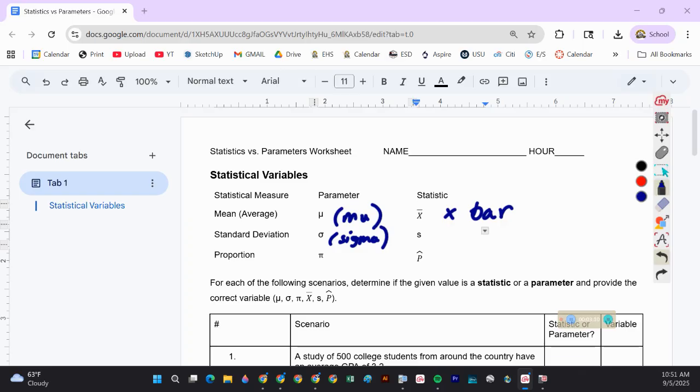So all Greek letters have a capital version and a lowercase version. Both the parameter average and the parameter standard deviation are lowercase. I don't know what capital mu is, but capital sigma looks like this. Okay. And lowercase pi looks like that, and capital pi looks like this.